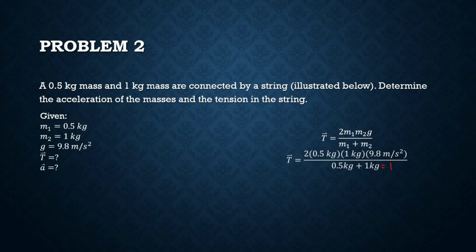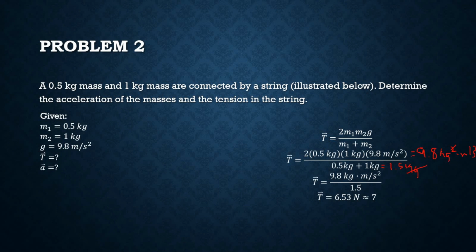This would be 1.5 kg, and this will be equal to 9.8 kg squared times meters per second squared. So the kg cancels out, and you will have this. So tension is 9.8 kilograms times meters per second squared all over 1.5. If you input that in the calculator, you would get 6.53 newtons.